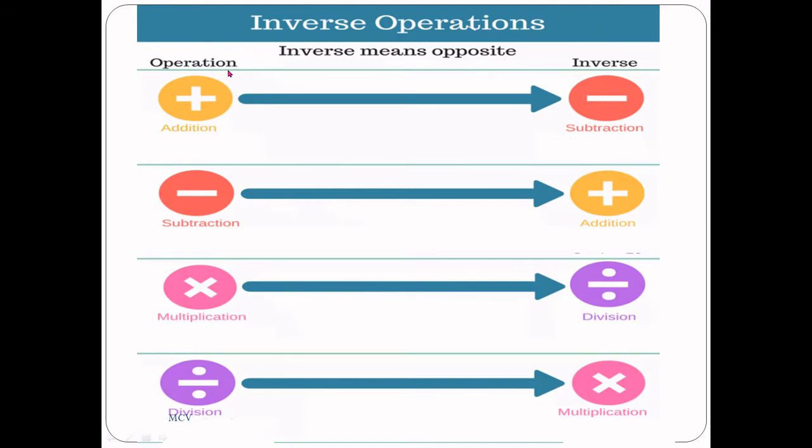The inverse operation of addition is subtraction. The inverse operation of subtraction is addition. The inverse operation of multiplication is division. The inverse operation of division is multiplication. So by doing inverse operations, you can remove terms of the equations. So by removing terms, you can get the solutions of the equations.